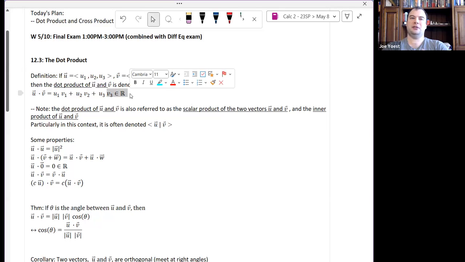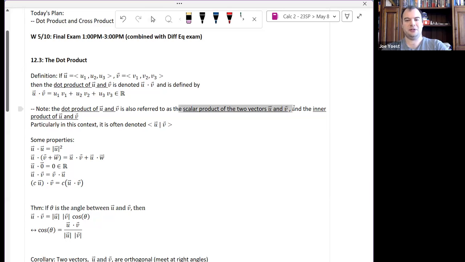Well, the cross product does not result in a real number at the end of it. The cross product of two vectors results in a vector. So sometimes you'll hear this called the scalar product of two vectors. Sometimes you'll hear it called the inner product of two vectors, in a different context, in linear algebra contexts. We often call these inner products.